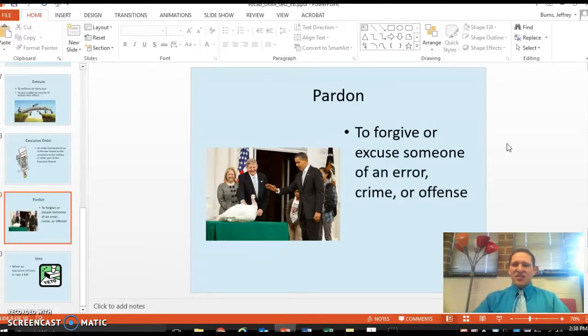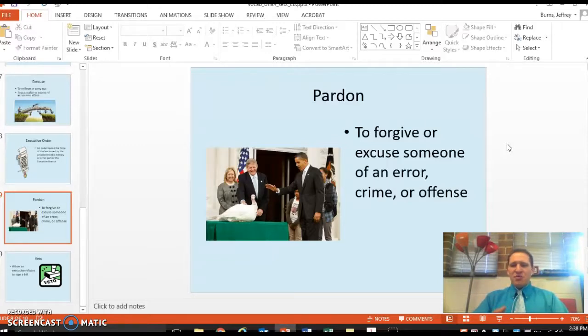But basically, it's someone who commits a federal crime. The president has the power to forgive that person of the crime, and they can be released from jail. Usually these are white collar crimes or crimes, minor drug offenses maybe. Possibly these people could be political friends of the president.